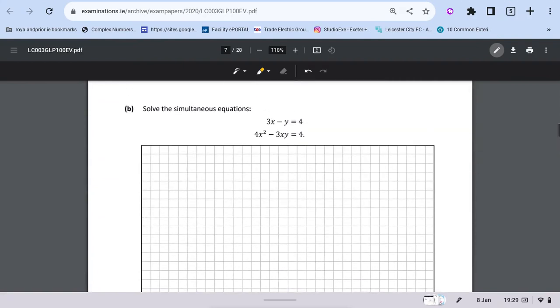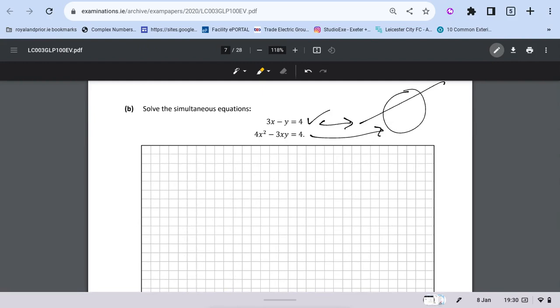Next thing, simultaneous equation. Once again, this is one linear, one quadratic. So you're going to have to work with the simpler one first of all, the linear one, which is up here. So what they're asking you once again, where does that line meet a circle? There's my linear one. There's my circle one.